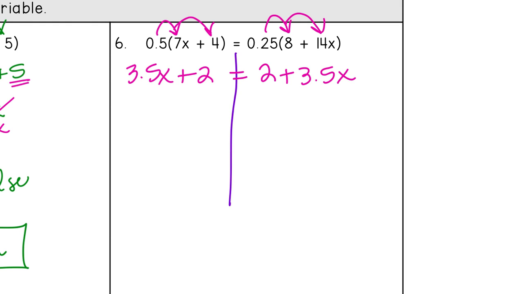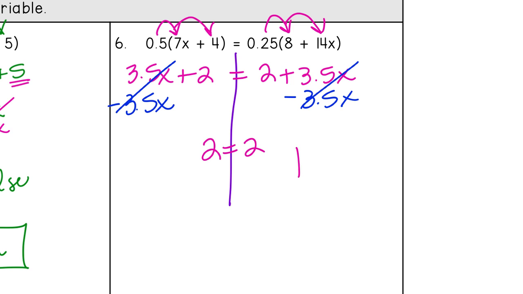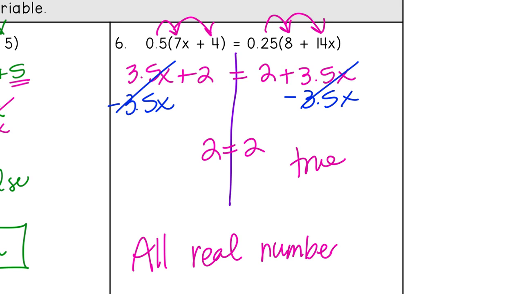Okay, we have x's on both sides. So in order to fix that, let's subtract it from the right, which cancels. But we have to do the same thing to the left, and it also cancels, and I'm left with 2 equals 2. So since they're the same number, that means that's a true statement. And the official answer is that this equation will work with all real numbers.